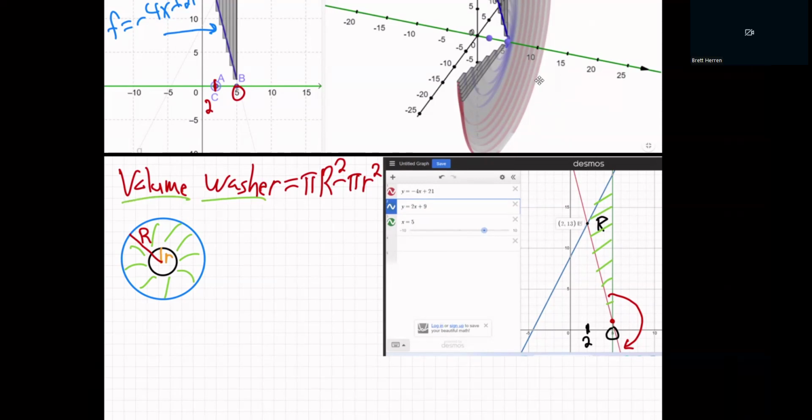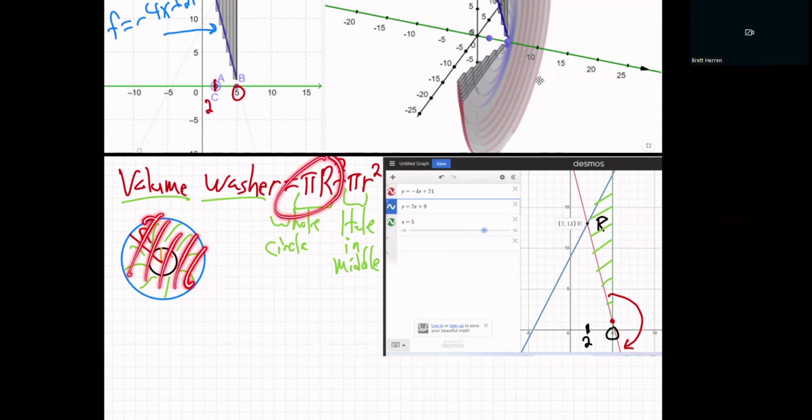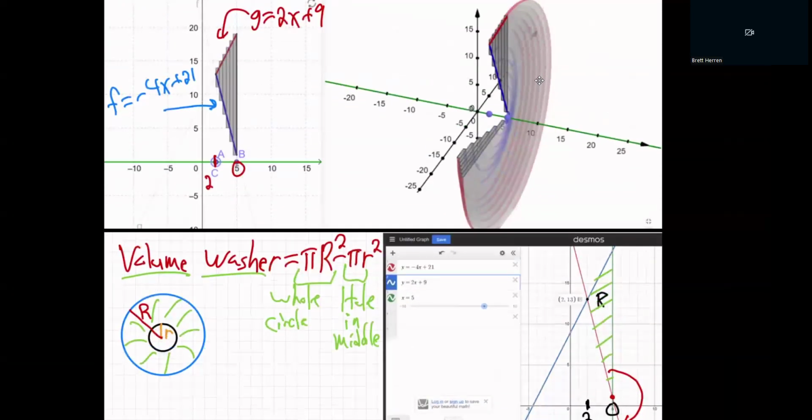You've got to take the whole circle and subtract the hole in the middle. You find the area of the whole thing, that's pi big R squared, and subtract out the pi little r squared from the middle. So that's the volume of a washer, and that's what we're dealing with here.